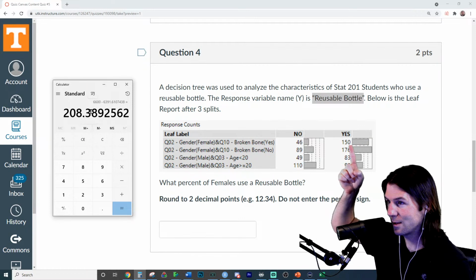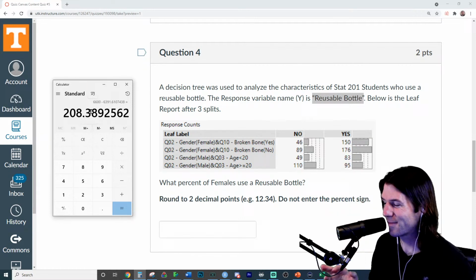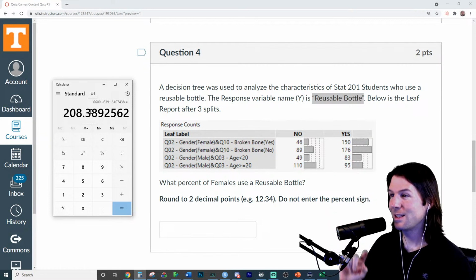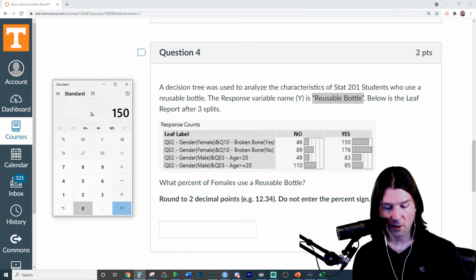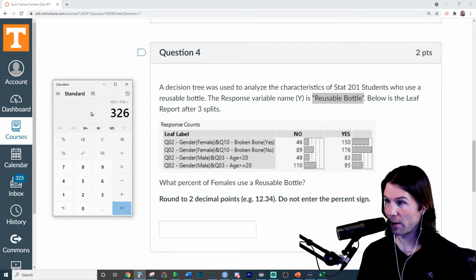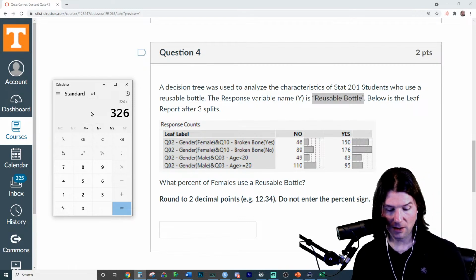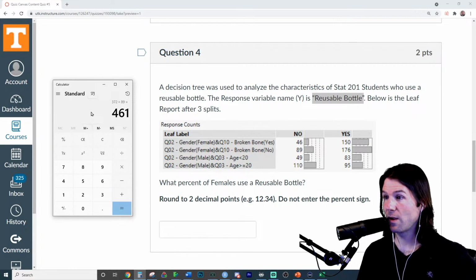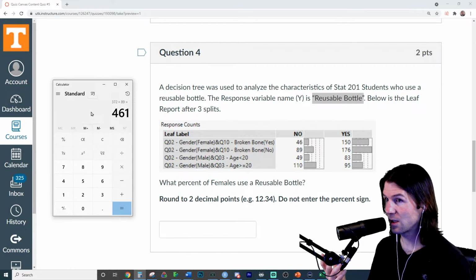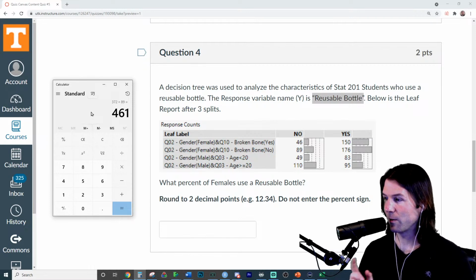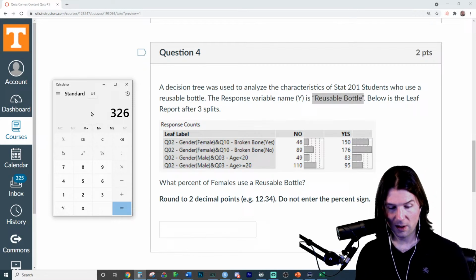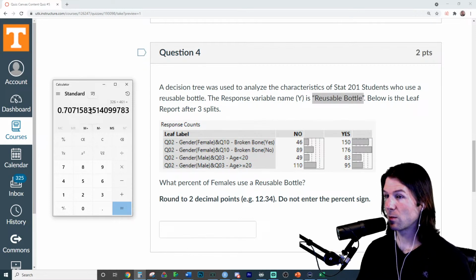So not that, but you're on the right track if you're looking at this and this. That's exactly right. 326. We got that by going to 150 plus 176. That's how many females use a reusable bottle. And then we need to take and add to this 46 plus 89. And Brian just found the total amount of females. Does that make sense? This is the total amount of females. Great job, Reese, right there. 326 divided by this. And there's the percentage right there.